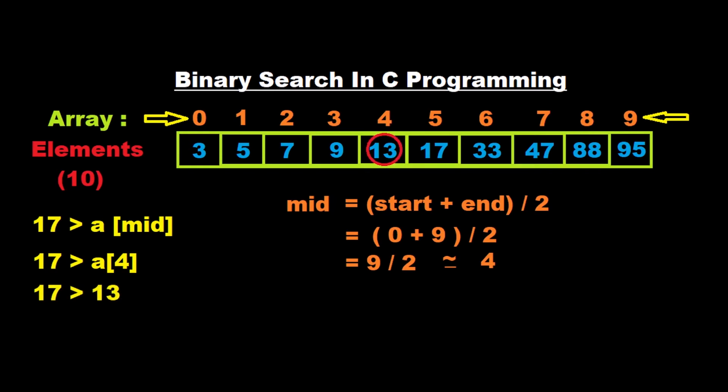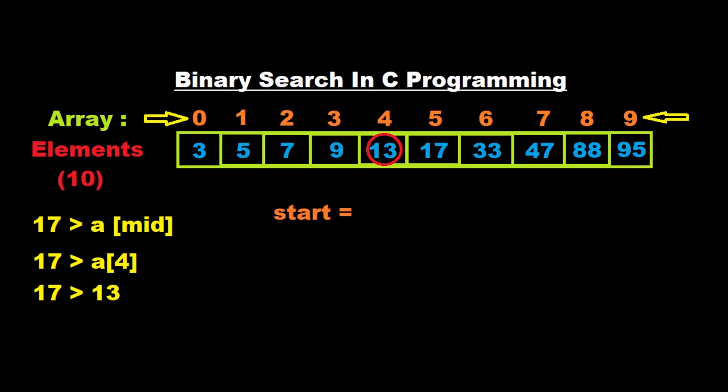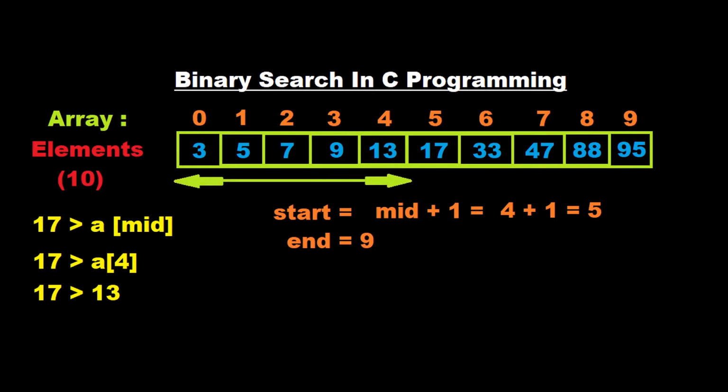So now what we will do is we will change the formula for start, which will be start is equal to mid plus 1. That is, the mid value was 4, so it will be 4 plus 1 is equal to 5. And we already have the end value, which was 9. So end equal to 9. We are skipping the first 5 elements because the key value 17 is not present there, as you can see.